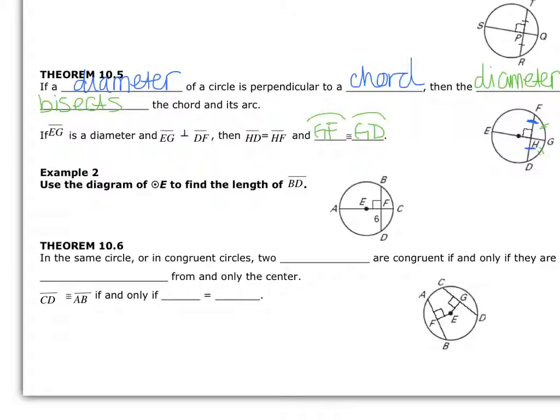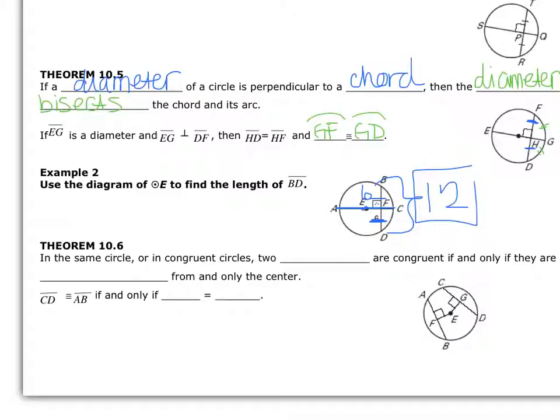So in this example 2, you'll see how it works. It says use the diagram of circle E to find the length of BD. Well, since this is the diameter because it's a chord going through the center, and you know it's perpendicular to the chord, then you know it's cutting that chord BD in half. So this side is 6, which means the other side is also going to be 6. So you can find the length of the whole thing by adding 6 plus 6, and you get 12.